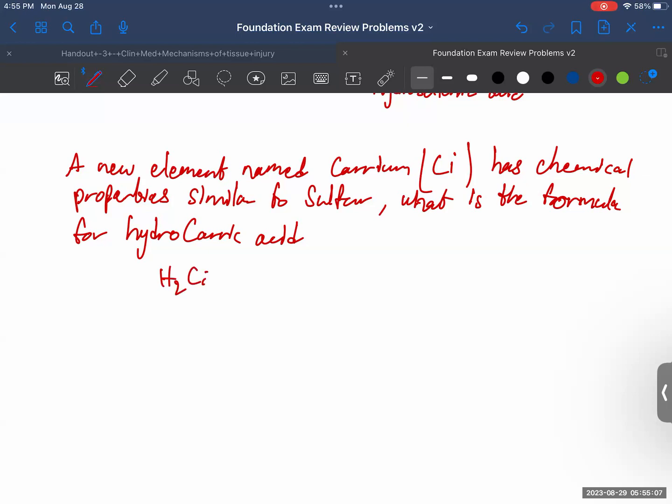Is anybody confused on how to answer that question? Why is it H2? Is it because it's similar to sulfur? Yeah, that's literally the reason. Because this is just some new element, what they're doing by asking this question is testing whether you know how to name stuff. Since I said it has similar properties to sulfur, you could deduce that it had a -2 charge. In which case, that's why it's H2Ci.